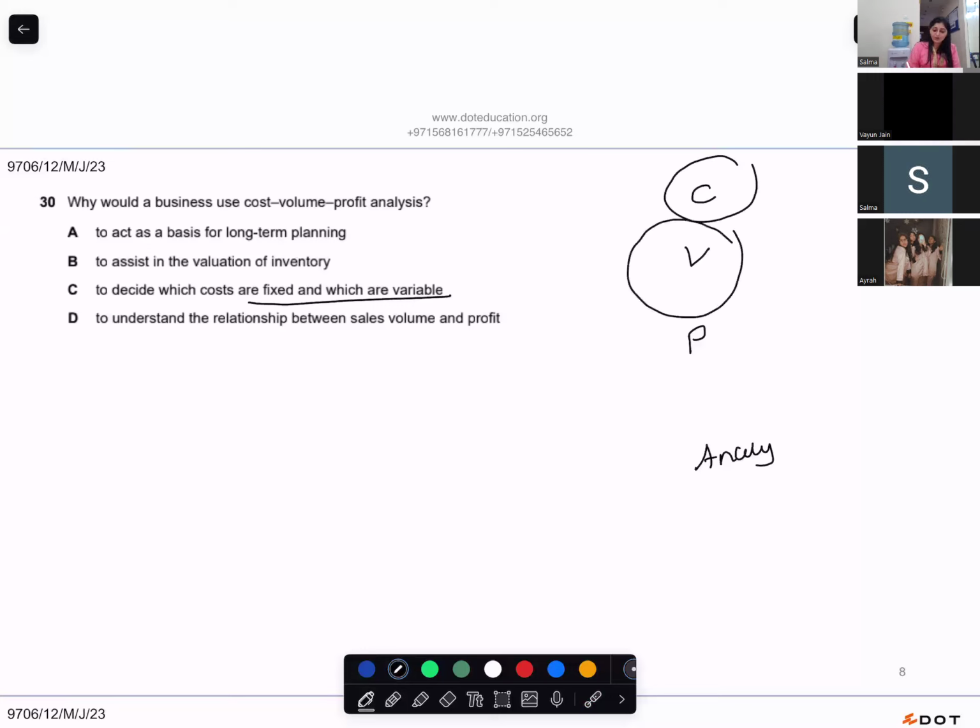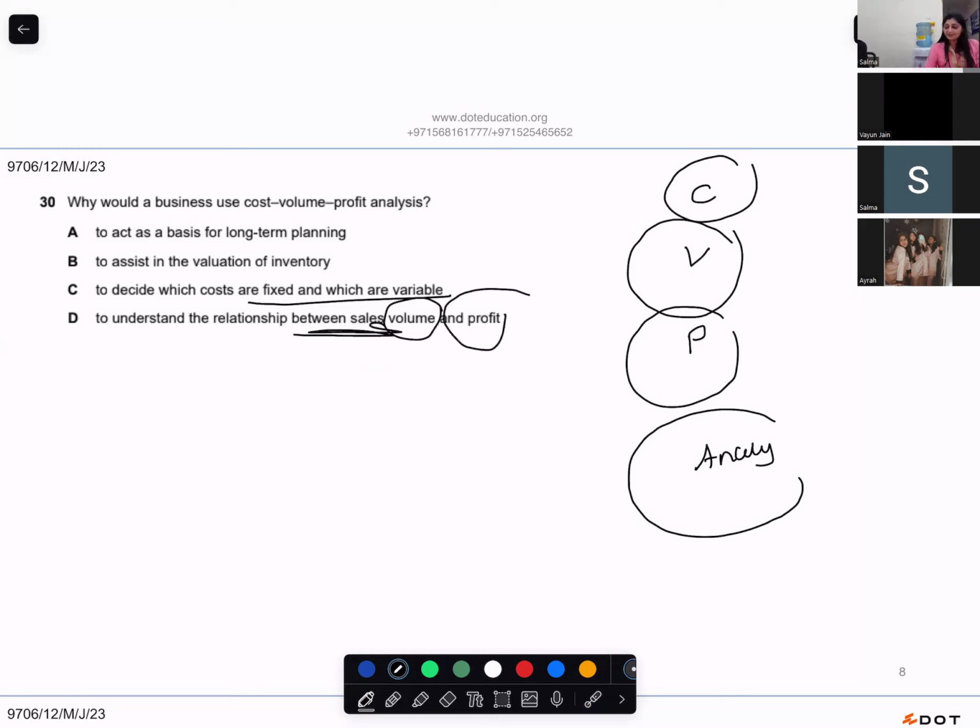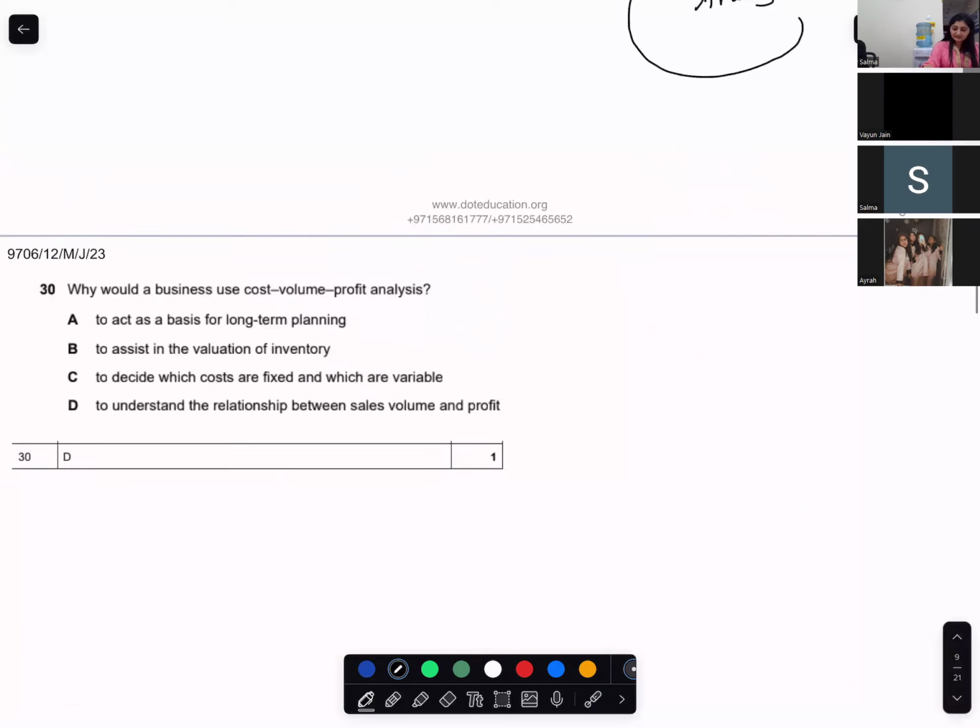Cost, volume, profit analysis. It is hidden in the name. So it's to understand the relationship between sales, volume, and profit. Cost, volume, profit analysis, everything is hidden in the name. Are you with me? Yes. Let's go ahead.